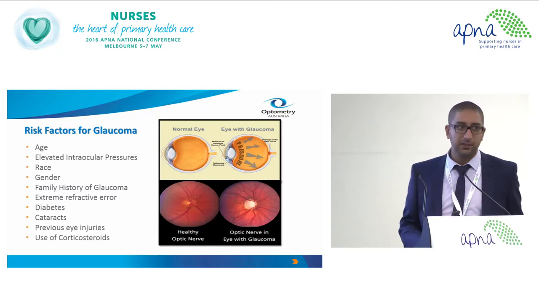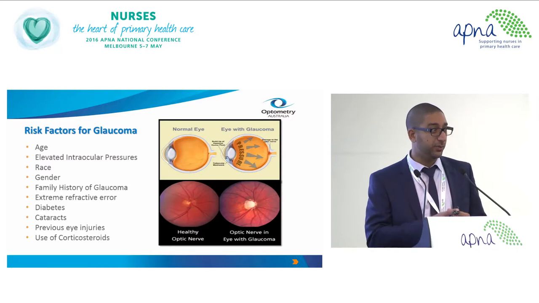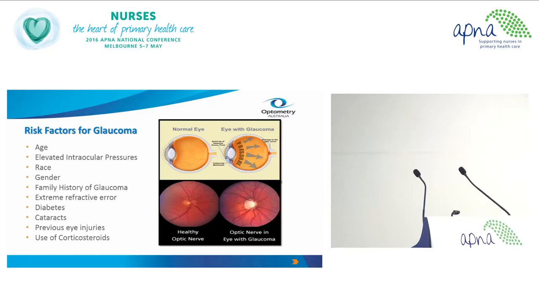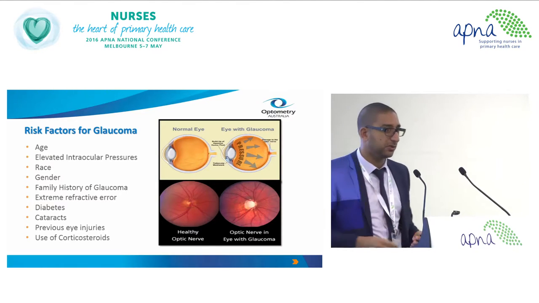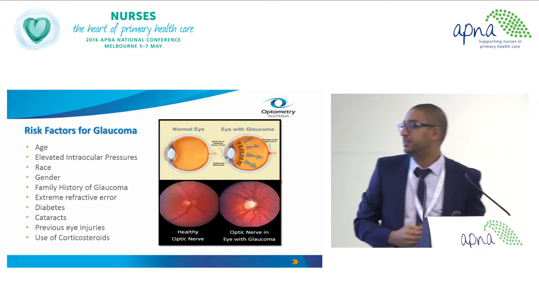Risk factors. Age, big one. Intraocular pressure raised, another big one. Race, gender, family history, extreme short-sightedness, extreme refractive error. So again, like I said, when the back of the eye is stretched, this nerve starts to get damaged. That causes glaucoma. Diabetes, cataracts, and this is another big one.